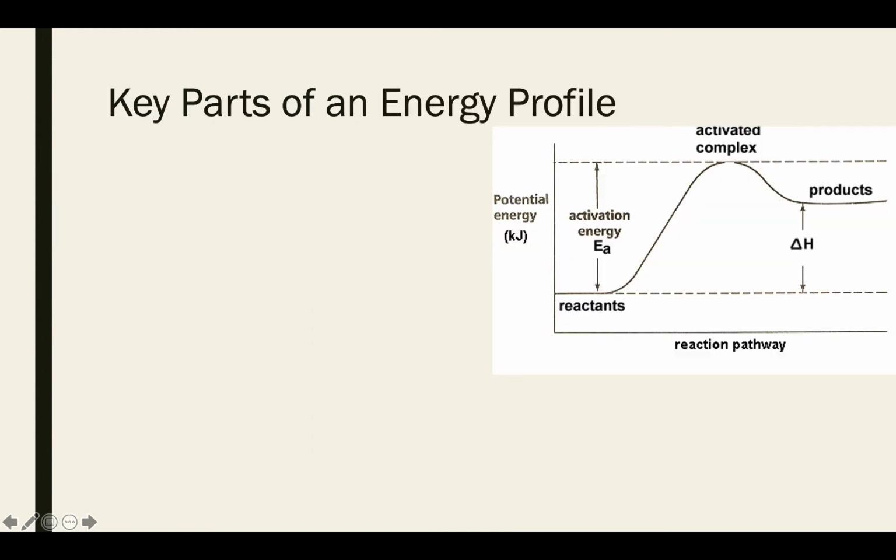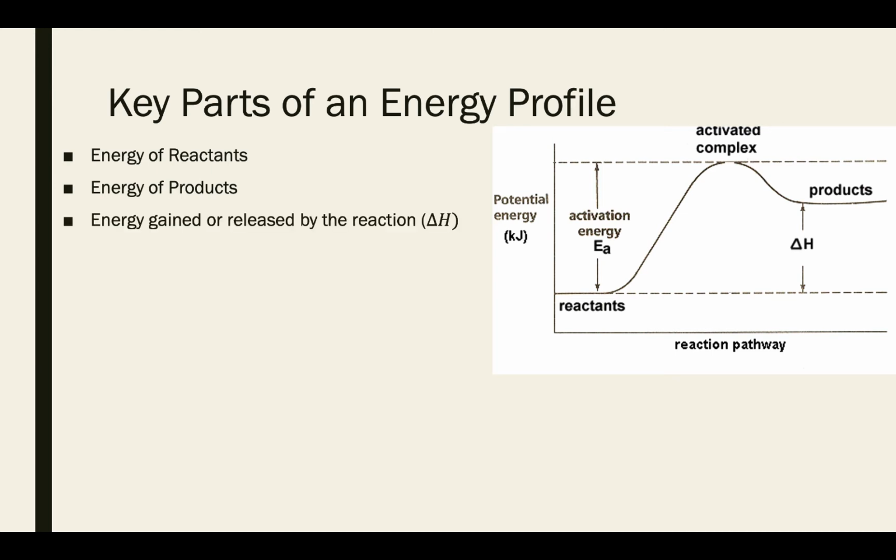Let's look at this in a bit more detail. So here's a full labeled energy profile. Let's look at the key parts. The key parts here are, again, the energy of the reactants, which notice in this case is lower than the energy of the products. In the previous example, it was higher. You might consider what the meaning of that is. We also have the energy gained or released by the reaction. This is our delta H. This is the difference between the energy of the reactants and the energy of the products. In other words, the difference between where we start and where we end.